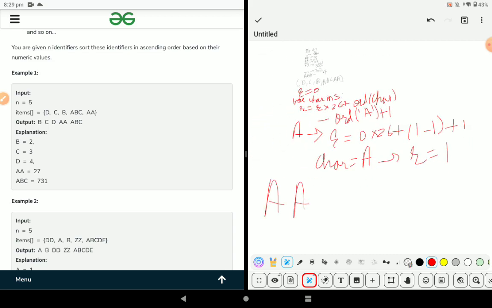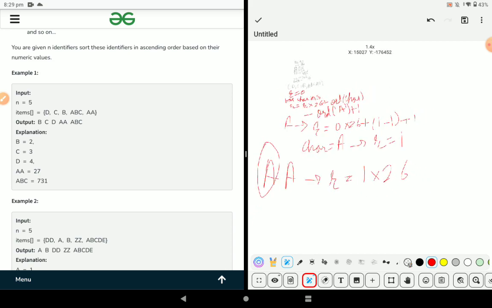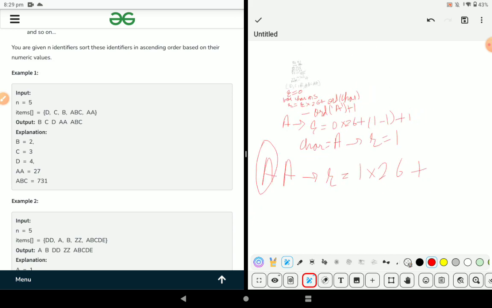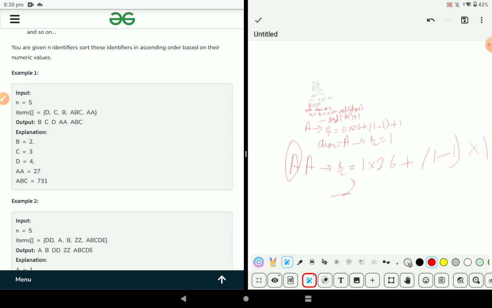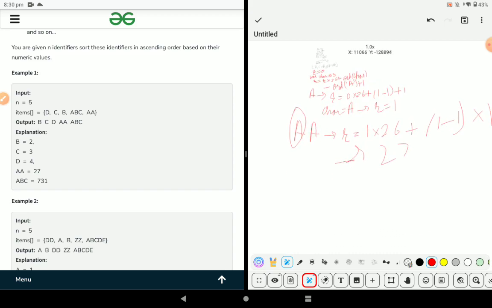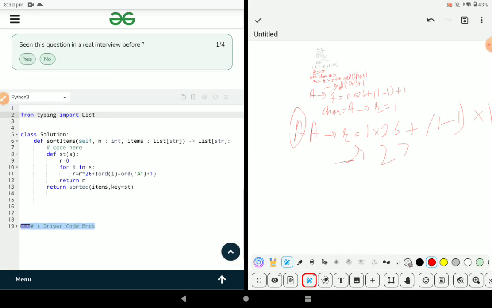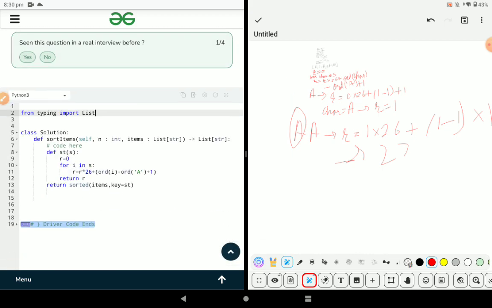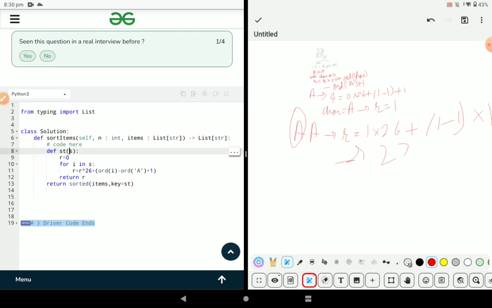Similarly for AA, our result will be 1 into 26, as we have completed the first A, plus 1 minus 1 plus 1, so it will be 27. So basically this is the logic, and let's try to see the code and do some implementation.